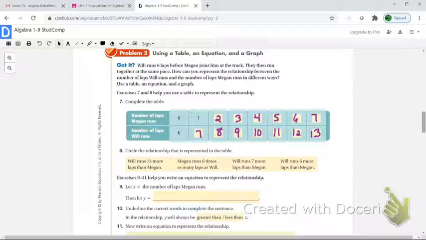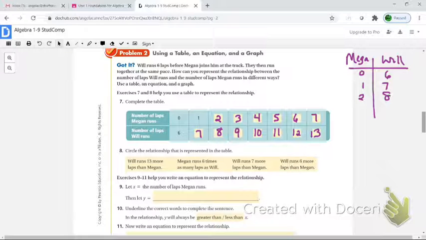Now, could you make a T-chart? And what I mean by a T-chart is just to make a big T. And this would be Megan. And this would be Will. And we would still have the same numbers as we did, okay? So you can make your table vertical if you wish.